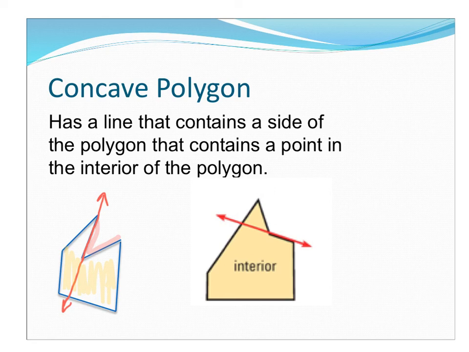Now, you don't need to check all of the sides to see if they go in. As soon as you find one side that when you draw a line on top of it, it goes to the interior, then that automatically makes the polygon concave. So again, think of the side as like caving in.